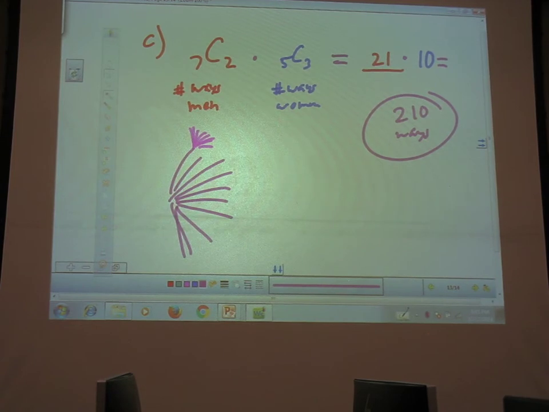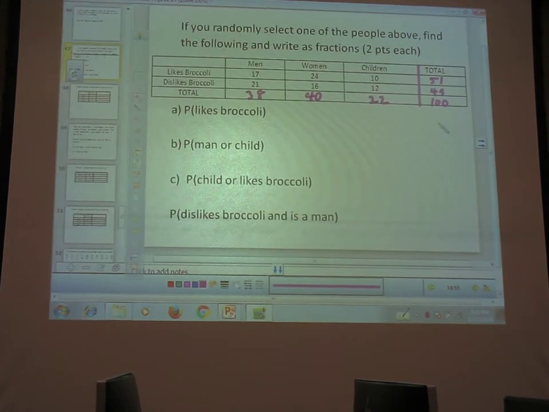All right, so why don't you guys take a look at number 13. Probability. It's been a while. What's the probability that someone likes broccoli? 51. 51%. 51 over 100, or 0.51.